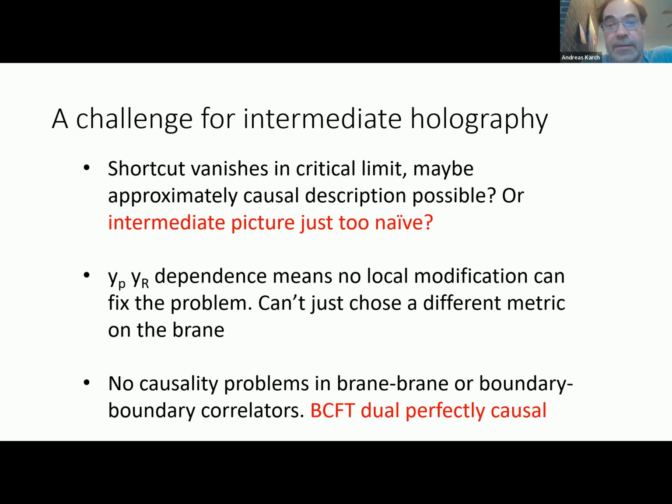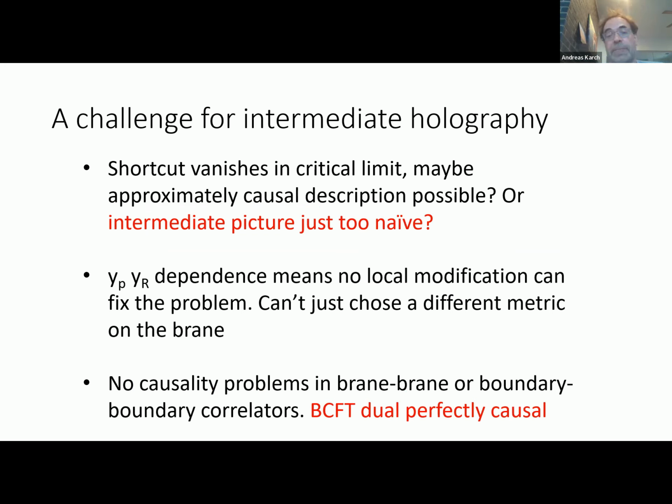A few comments on this, right? So in the critical limit, these shortcuts vanish. Maybe there's some approximately causal description in this limit, but one might also worry that maybe this intermediate picture was just too naive. It sounded sort of strange to begin with that gravity appears on both sides. Now there seems to be a clear inconsistency.